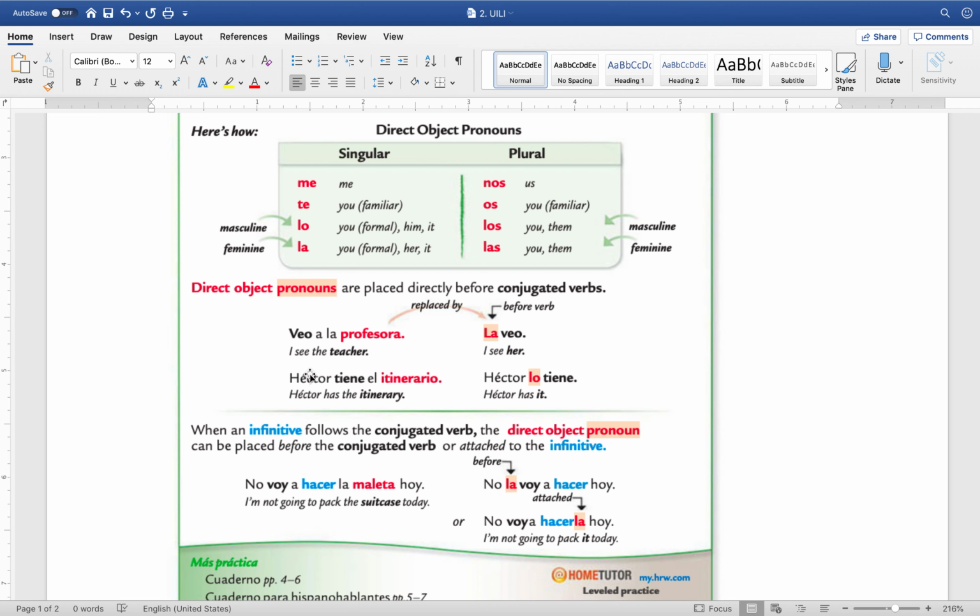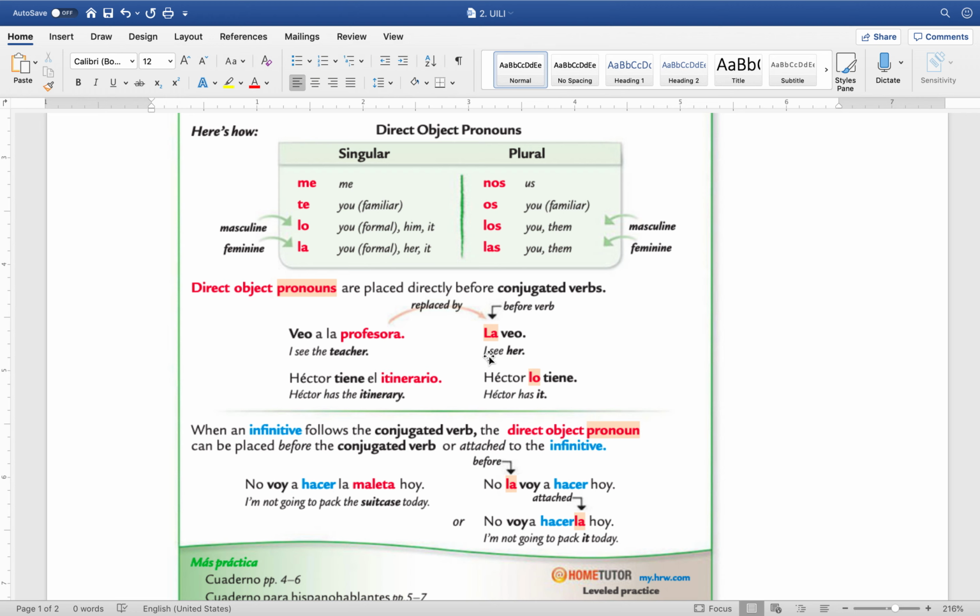Now, here is an example. Veo a la profesora. You read this sentence and say, well, I don't know what I'm going to replace here. If you have no idea what to replace, you ask in your head, who do I see? Whatever the answer is, that's what you're going to replace. In this case, who do I see? The teacher, la profesora. La profesora is her, right? So you're going to replace it with la. And then that will be "la veo," I see her.